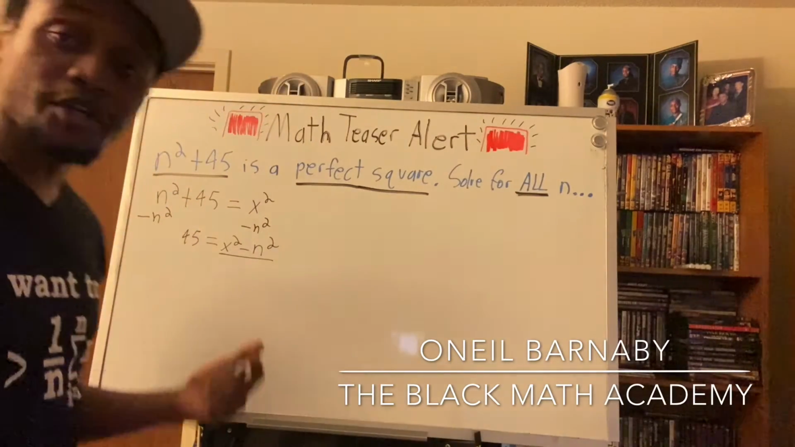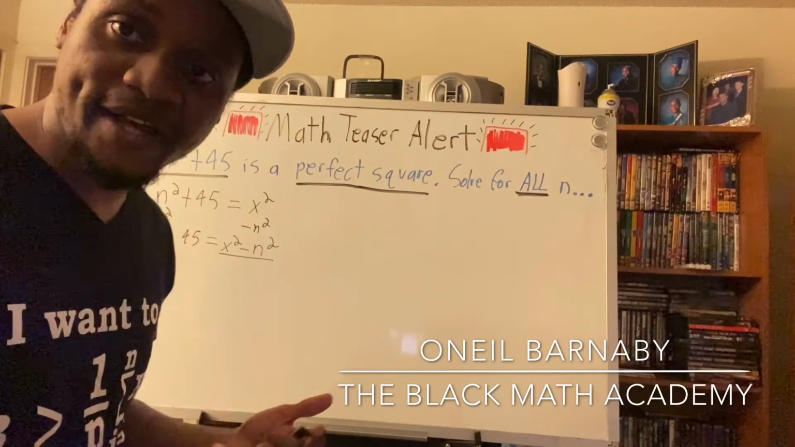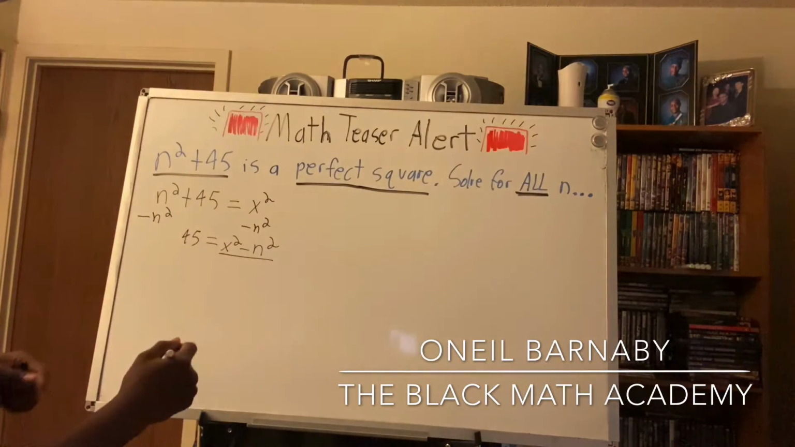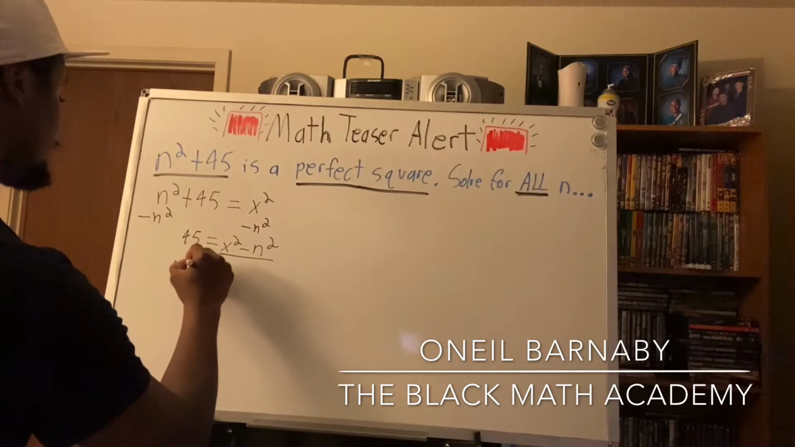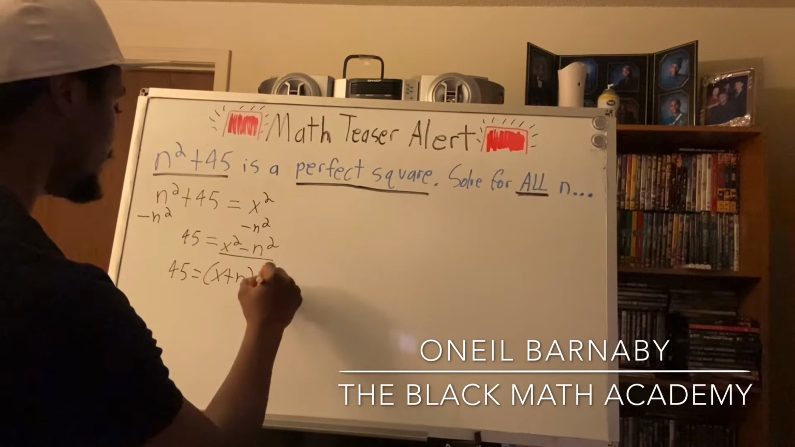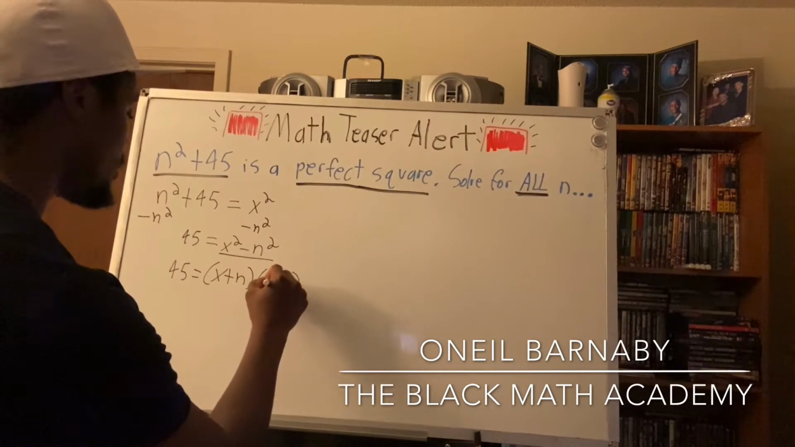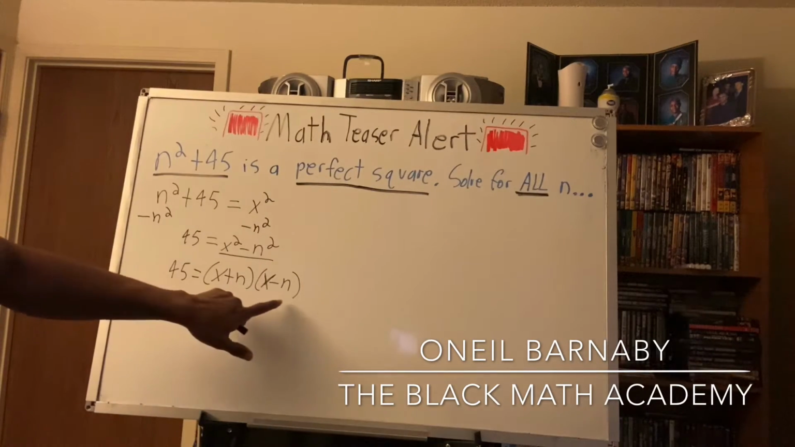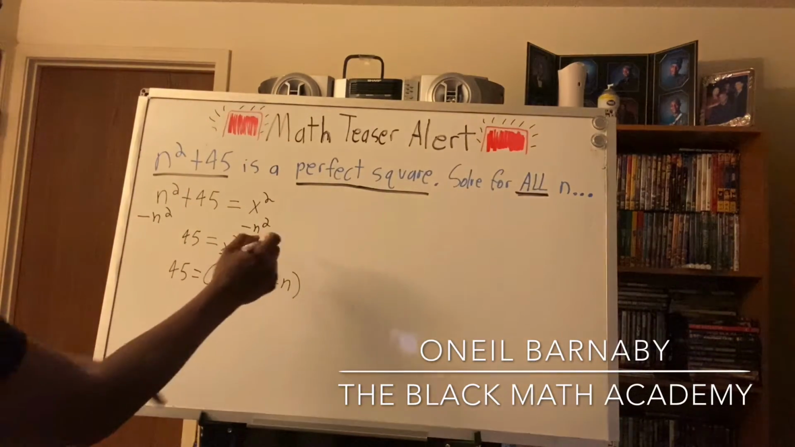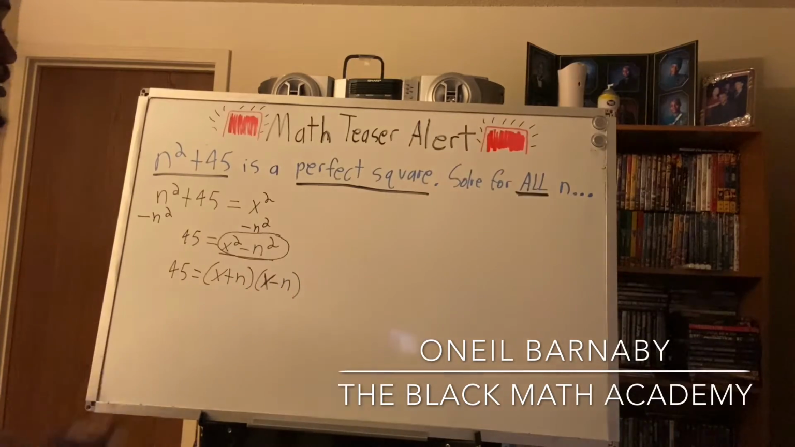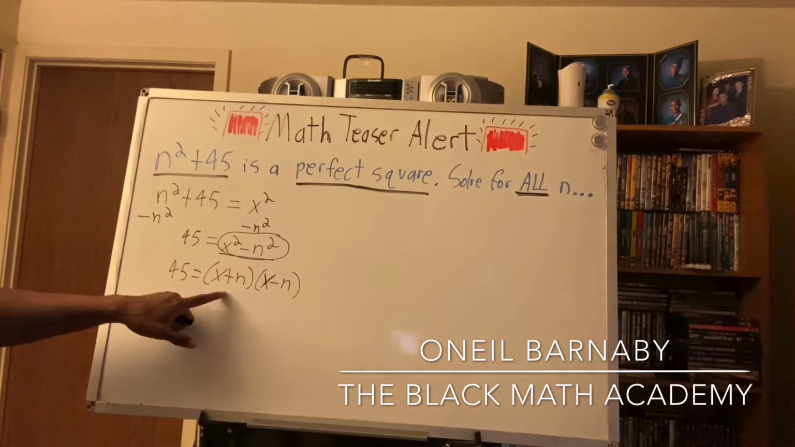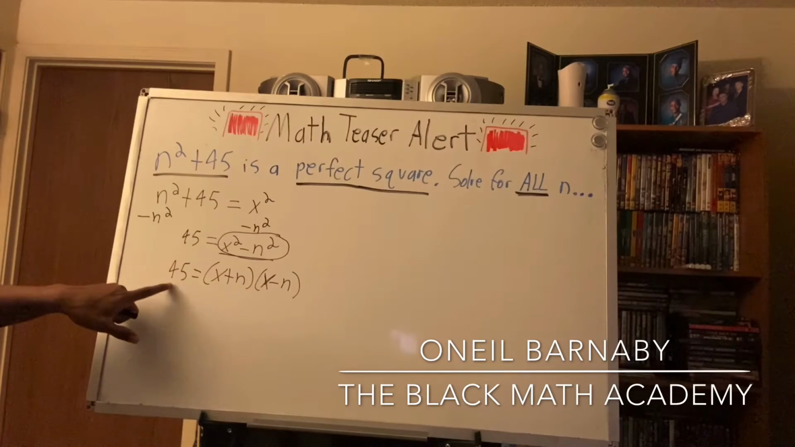When you have this scenario, we can reverse FOIL, or factor it, in a more quote-unquote simple way. So the way to express that in factored form is 45 is equal to x plus n times x minus n. That product is an example of FOIL. You would perform FOIL on this, and when you do, it'll go back to x squared minus n squared up here. And that's how you know we did it right. But just take my word for it. So x plus n times x minus n is equal to 45.